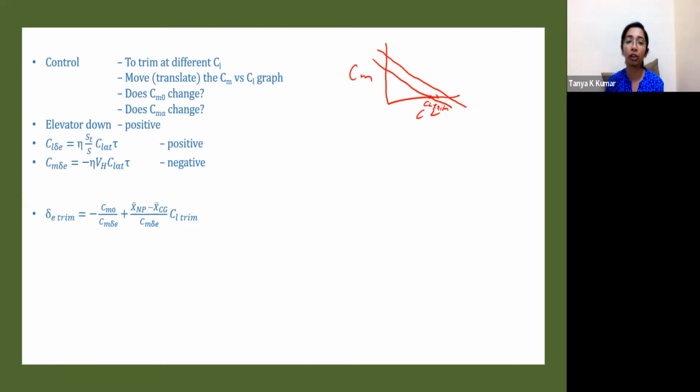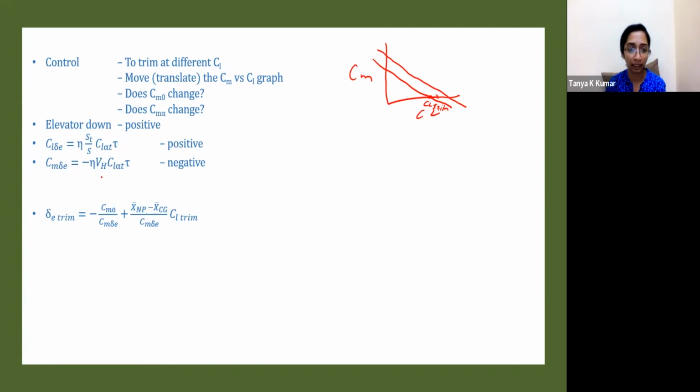One convention that we follow in this course is that elevator down is considered positive. When we deflect the elevator down, it produces additional lift on the tail. That is considered positive. CL delta E and CM delta E are the two equations derived in the lectures. CL delta E is positive because each of these terms is positive: CL alpha T, the lift curve slope for a tail, is positive, and this tau, the control surface effectiveness parameter, is positive, and everything else is positive. So CL delta E is positive.